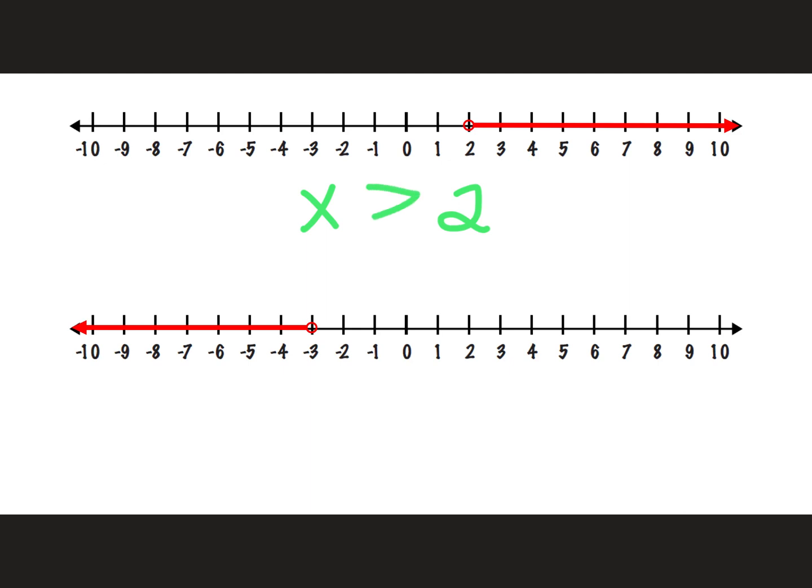All right, let's look at the next one. I'm going to put my X, I'm going to put my -3, and then I'm going to look at the graph. Now here, all the numbers are being shaded to the left. That means they're less than -3. So X is less than -3. And again, remember, everything shaded is what X represents.